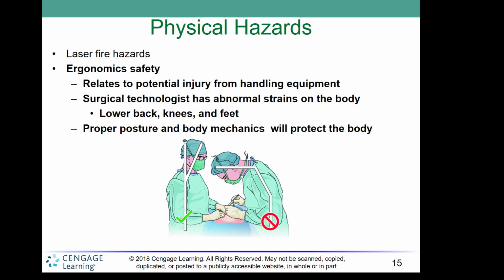Okay, we're going to go to ergonomic safety. Ergonomics is how you can hold your body and things you can do with your body to promote safety. So for surgical technologists, we have a problem with lower back, knees, feet. You want to make sure you're using proper posture and body mechanics, and this is going to help you. At the end of the day, my back will be killing me, my lower back. This is pretty much how I look. My neck will be shot as well. You want to maintain a nice straight posture, and it's just going to help you keep that position throughout the entire day without having too many effects on your body.